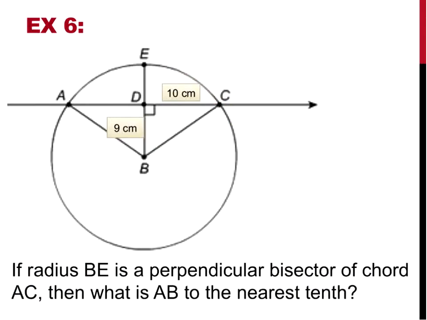Okay, one more and then we'll do our last little section today. It says if radius BE is a perpendicular bisector. We just said those words were important, so I'm going to highlight them, underline them.